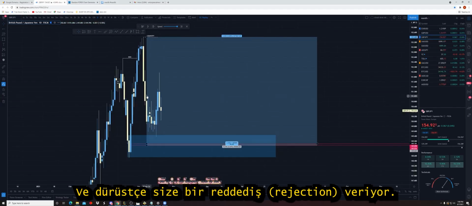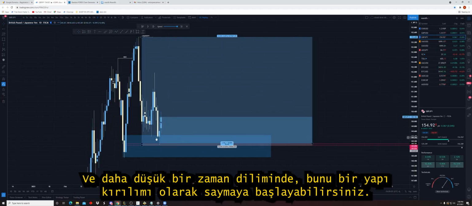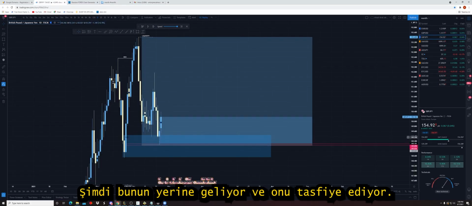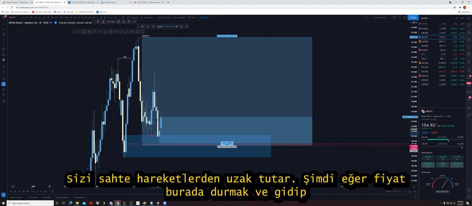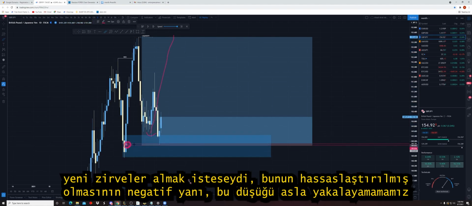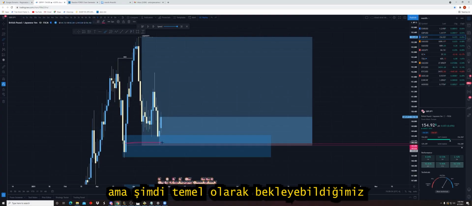And on a lower time frame, you might start to count this as a break of structure. Now, instead, it comes and liquidates that. So again, this is one of the positives. It keeps you out of false moves. Now, if price wanted to stop here and go and take new highs, the negative of having this refined is that we never got this low and we never got our entry confirmation. But now that we were able to basically wait and have an alert or something set here, we can see how perfectly price comes to tap this area.